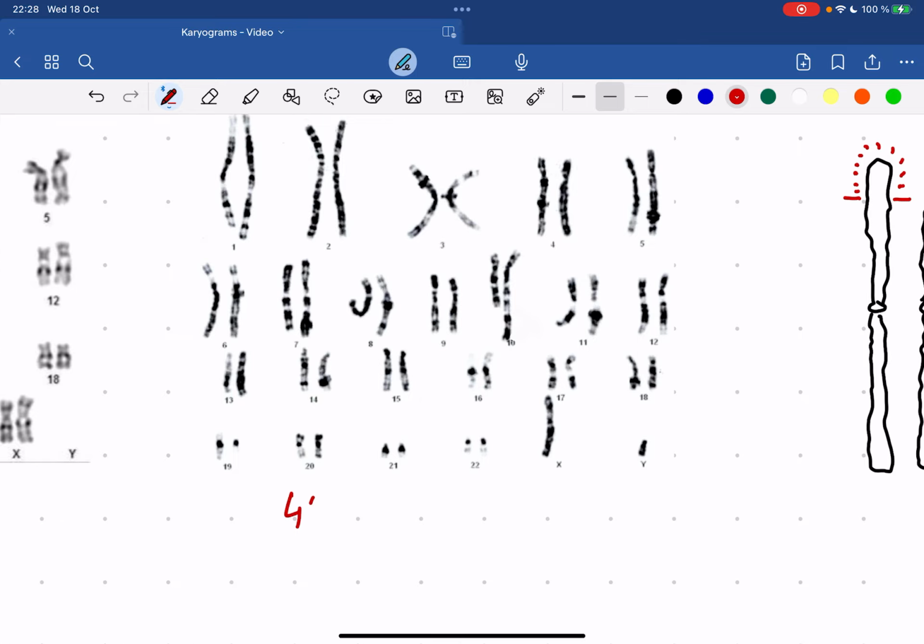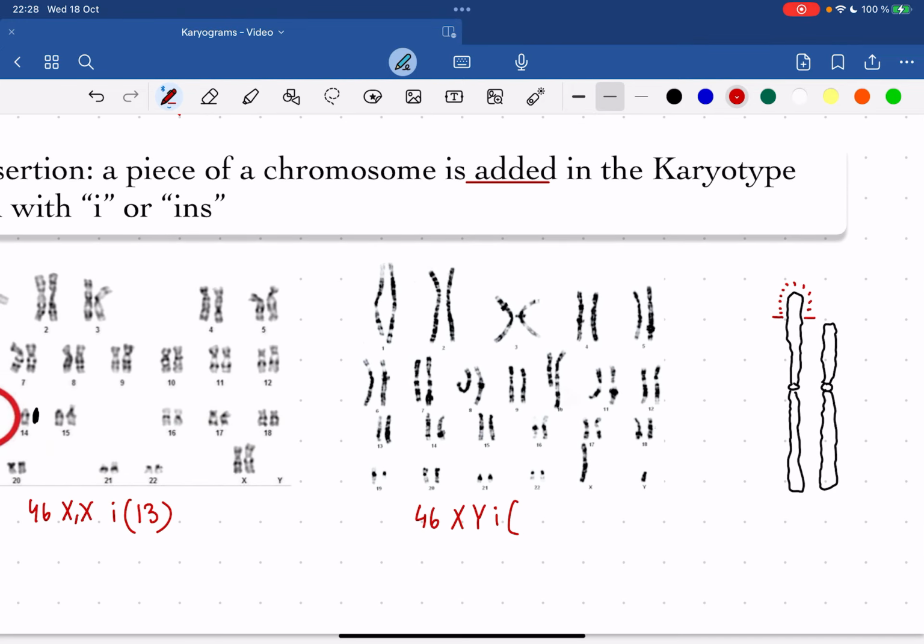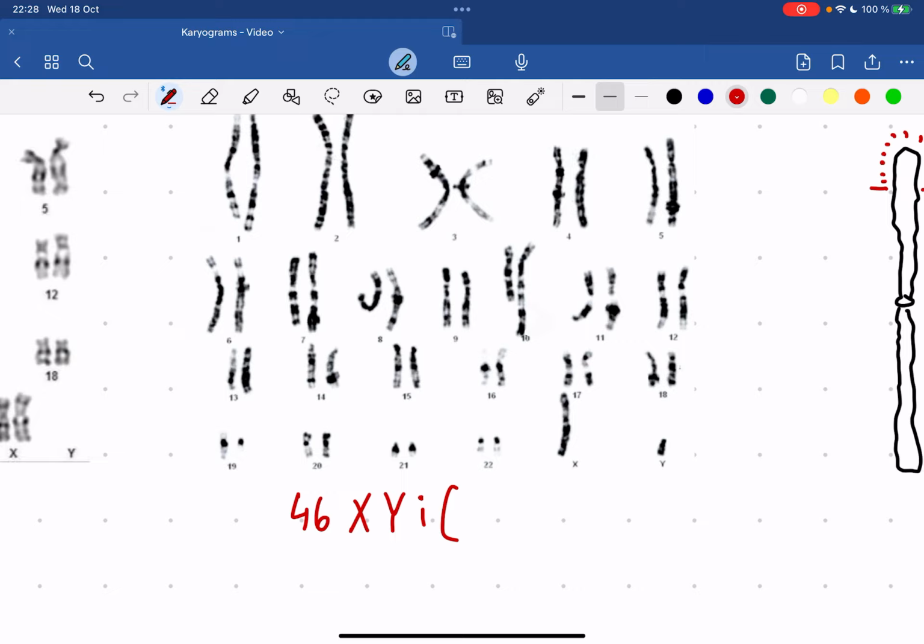We know we have 46 chromosomes, and then we have an X and Y chromosome right here. And then we have to write in the insertion, so it would be an I, and then parentheses, the one that's being affected, so that's number 10.